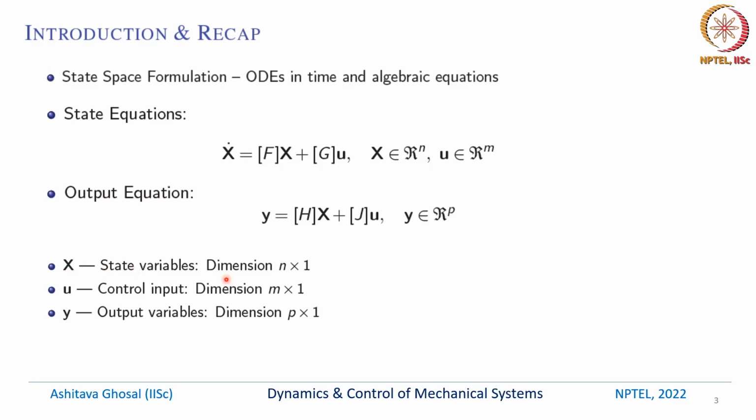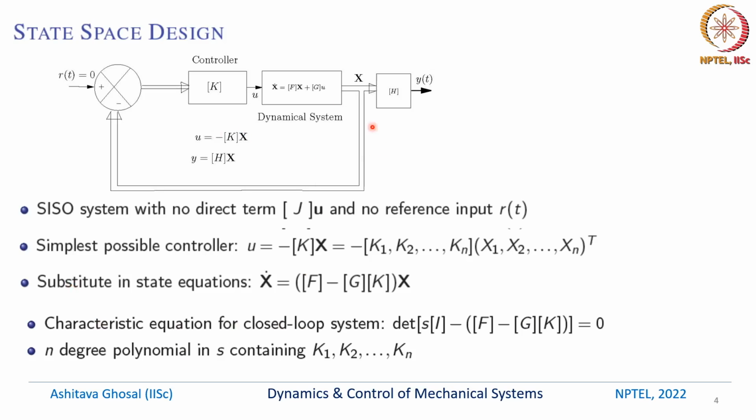So as I said, the state variables x have dimension n cross 1. The control inputs to the plant have dimension m cross 1 and the output variables have dimension p cross 1. In a block diagram form, what we have is this dynamical system which is given by x dot equals fx plus gu. The input is u and u could be from a controller, and one of the simplest controllers is when u is given by u equals minus k into x, where k is the constant matrix.